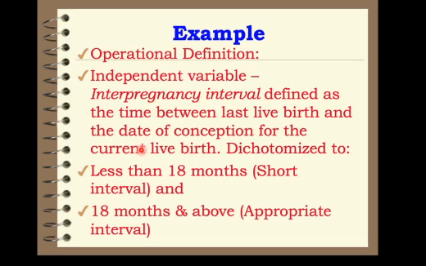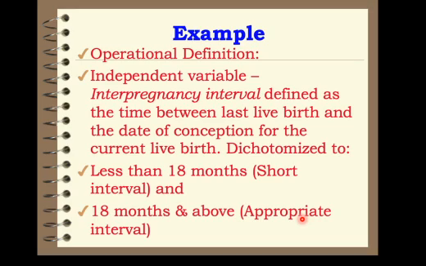So, as we said, the independent variable is interpregnancy interval, defined as time between the last live birth and the date of conception for the current live birth. And this is quantitative, but it was dichotomized to less than 18 months, which we call short interval, and 18 months and above, appropriate interval.